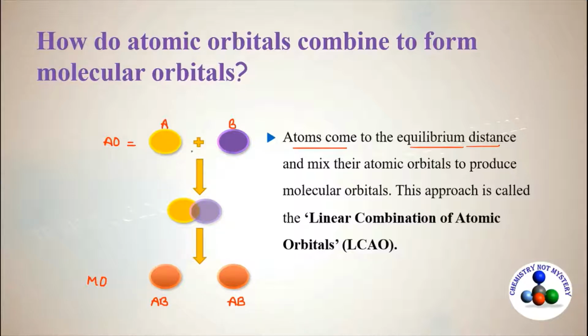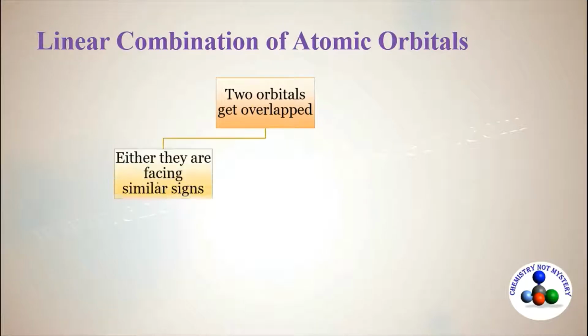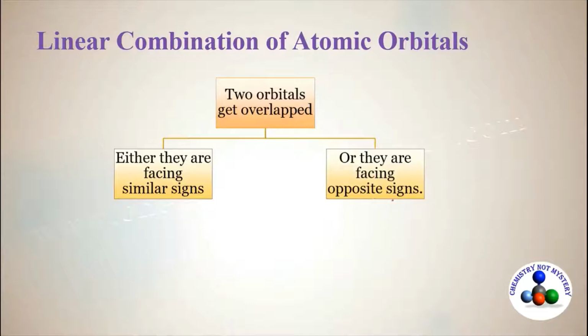When two atomic orbitals combine, they produce two molecular orbitals. This approach is called linear combination of atomic orbitals, or the short form is LCAO. So let's try to understand LCAO in detail. When two atomic orbitals overlap, there will be two possibilities. Either they are facing similar sign or they are facing opposite sign. So what is the meaning of signs here?